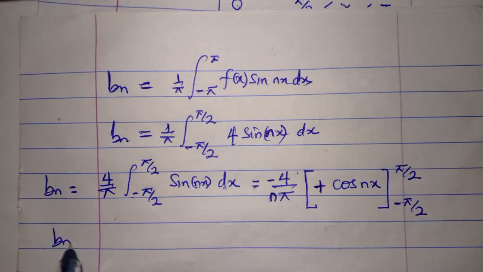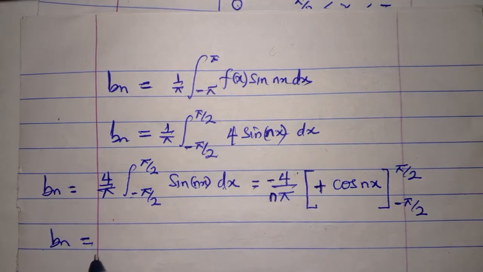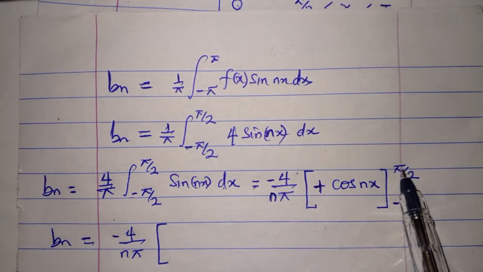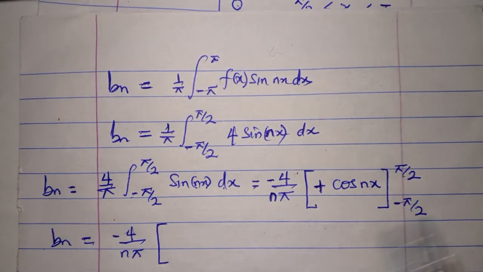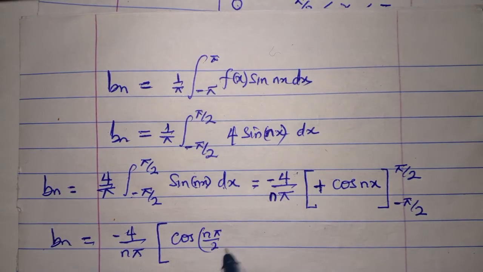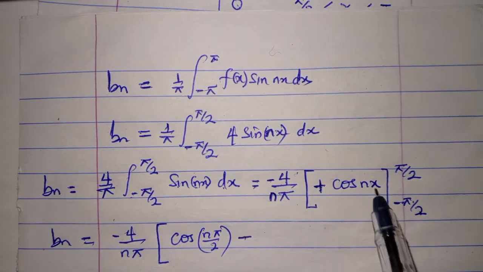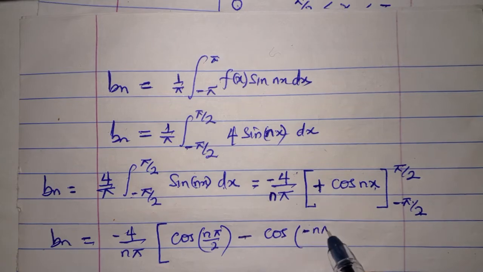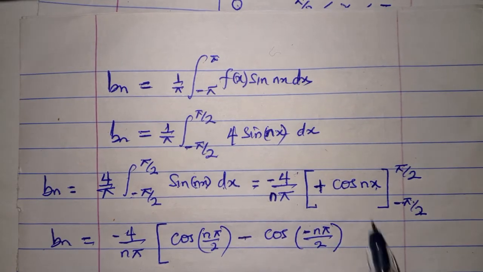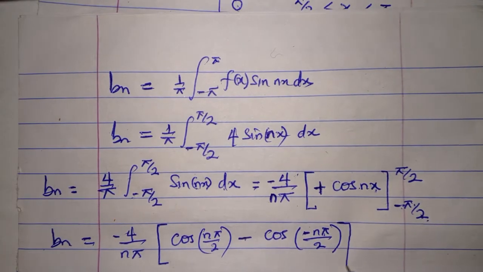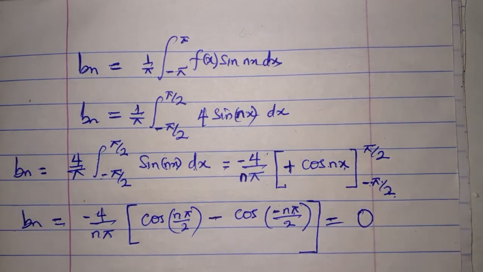b sub n is equal to minus 4 over n pi times, we'll plug in pi over 2 first for x. That will be cos n pi over 2, then minus, we'll now plug in minus pi over 2 for x, cos minus n pi over 2. Yes, n times minus pi over 2 is minus n pi over 2. This is equal to 0.